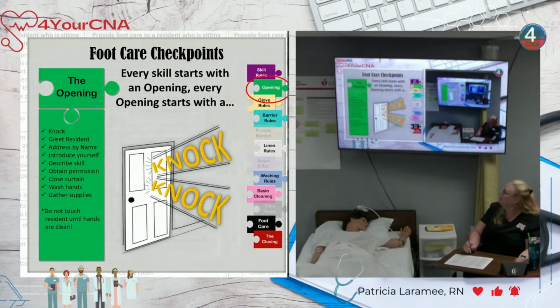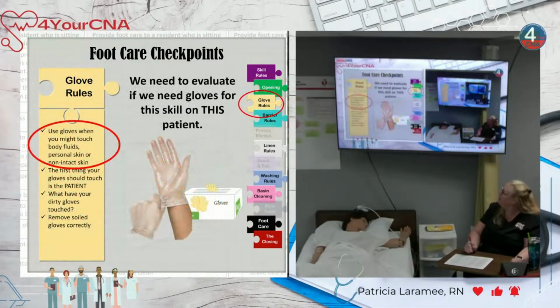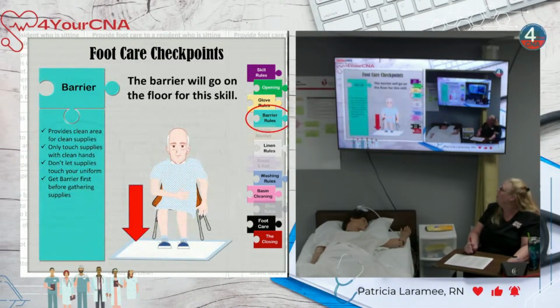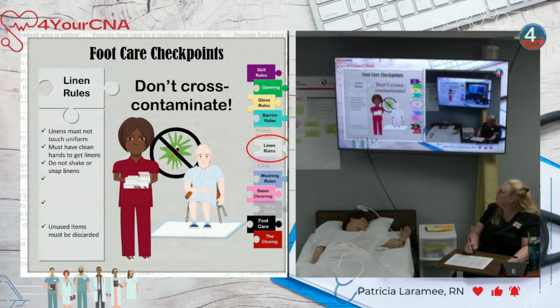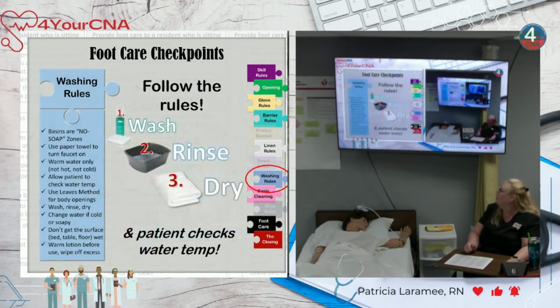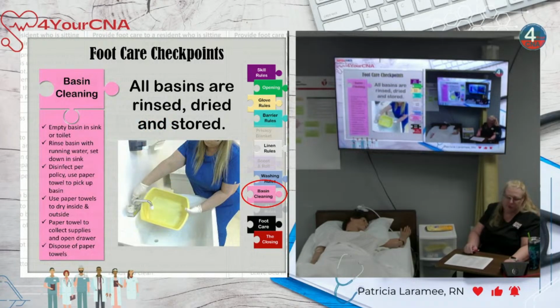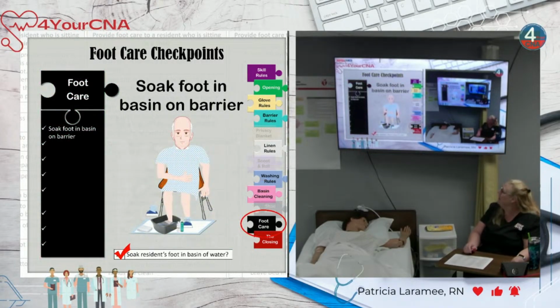First, we'll read that care plan. Then we'll do our opening. We'll get some gloves. We're going to put a barrier on the floor. We're going to get our supplies and put it on the barrier. Whatever we wash, we rinse. Whatever we rinse, we dry. Make sure your patient checks the water temperature. We'll clean the basin the same way we clean everything else. And now we're going to get to our skill-specific steps. So we need to soak the foot in the basin of water.